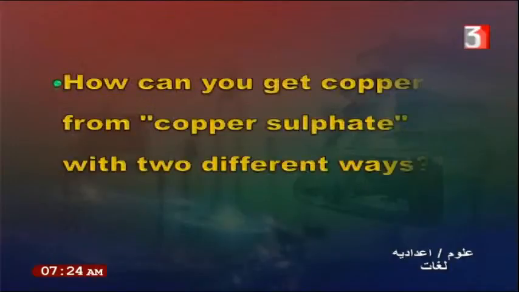General question, as a last question in our lesson: how can you get copper from copper sulfate with two different ways? You should write the copper sulfate symbol. Copper sulfate, CuSO4. We want to get copper from this compound with two different ways. The first way, by heating CuSO4, copper sulfate.